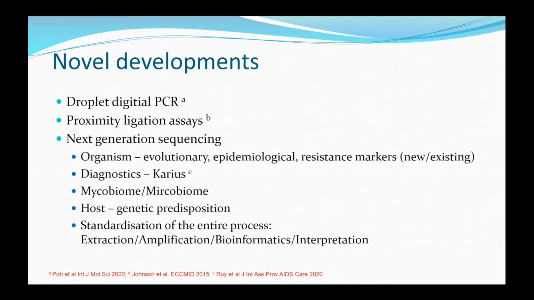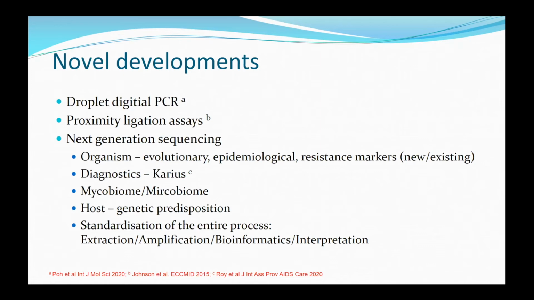And of course, we've got next generation sequencing that can be applied to the organism, where we've seen evolutionary studies. Certainly, we've just published a paper linking azole resistant Aspergillus in the environment to clinical cases across the UK and Ireland. And of course, there are epidemiological approaches where it can be used to investigate outbreaks, and also picking up resistance markers, whether they're known existing resistance markers or identifying new markers of resistance across fungal species.